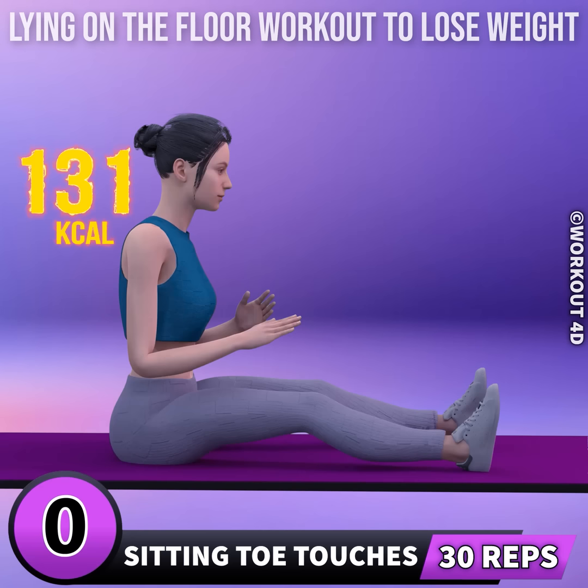Next exercise is sitting toe touches. In 3, 2, 1, go.